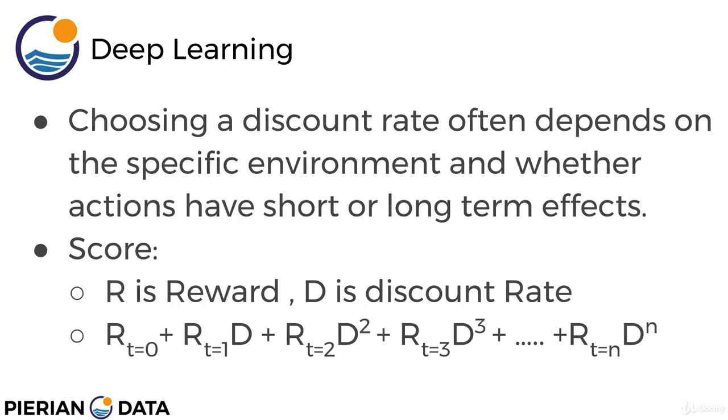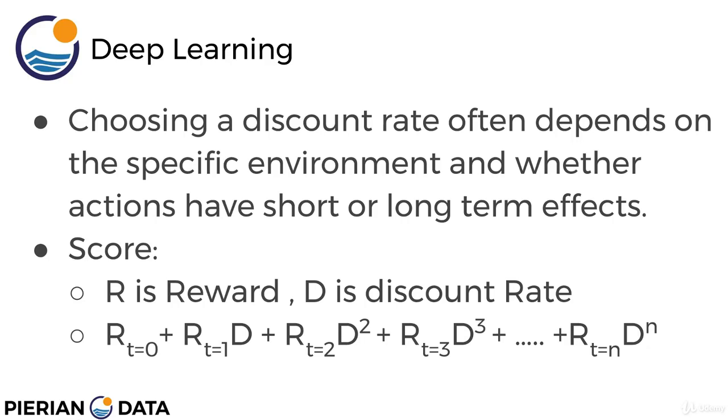Now, choosing a discount rate often depends on the specific environment and whether actions have short or long-term effects. We can look at our cart pole problem and decide that the action of moving left or right is probably only going to have a short-term effect. It's not really going to be important 50 actions into the future whether or not you turned right or left. However, it probably has some importance a couple of actions into the future.